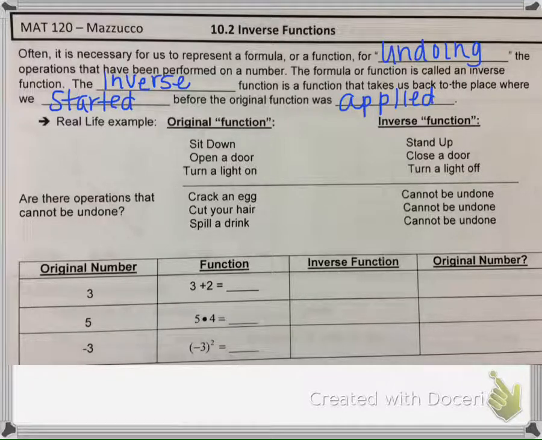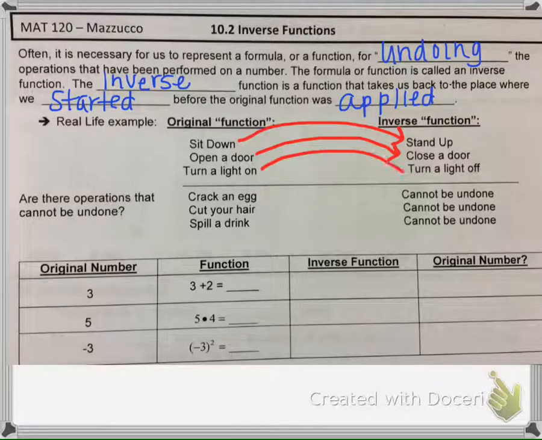So some real life examples of that would be if our original function was to sit down and we want to undo that, the inverse would be to stand up. If we have the function of opening a door, if we want it to go back to the original, we would have to close the door. And if our original function was to turn on a light, we would have to turn off the light. So those are all functions that have an inverse.